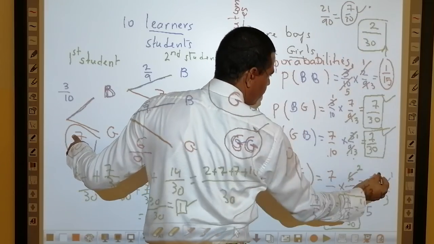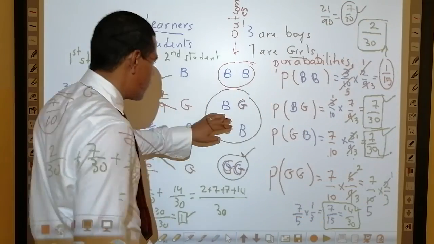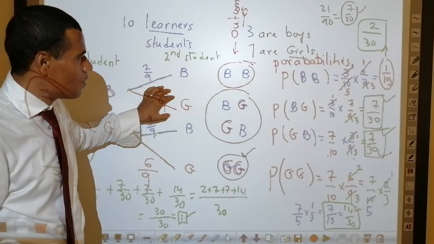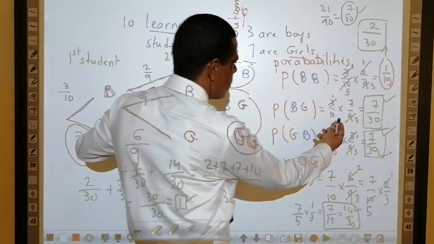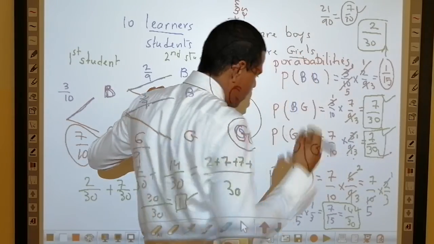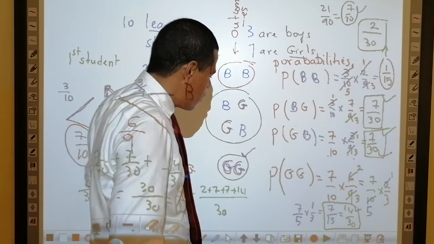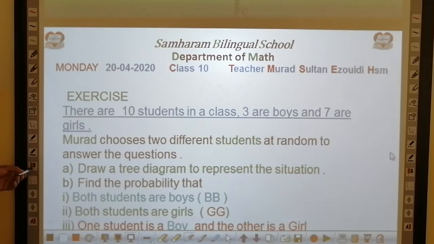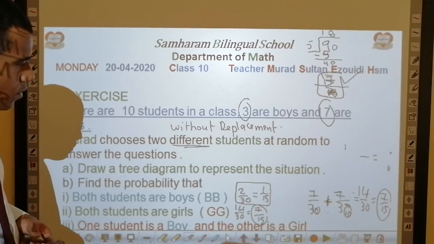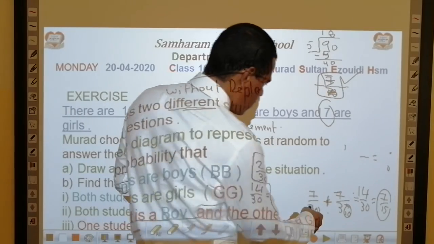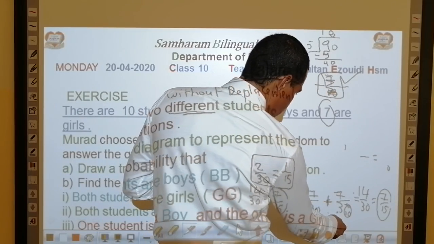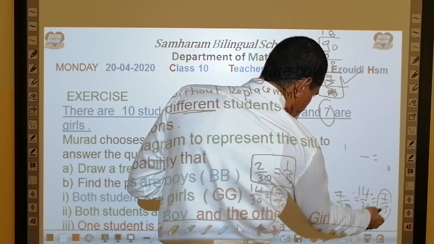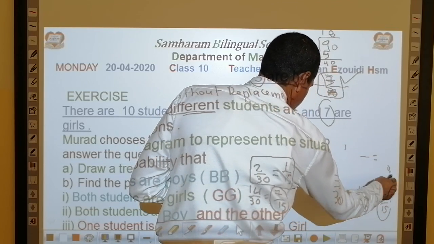Okay. Then this one: 3 over 10 multiplied by 7 over 9. So the answer will be 7 over 30. For this question, we said 7 over 30 plus 7 over 30. It will be 14 over 30. Divide this by 2, it will be 7. Divide this by 2, yes, correct answer. Good boy.